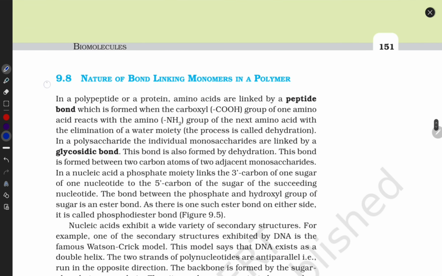Okay guys, this is the bonding here. I already discussed chemical bonding in my previous video, but I will explain it again in my next video, guys.